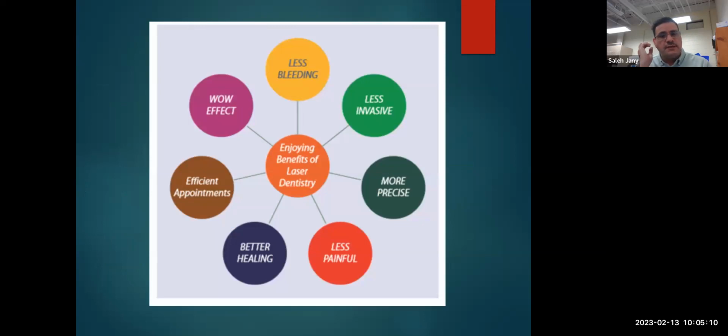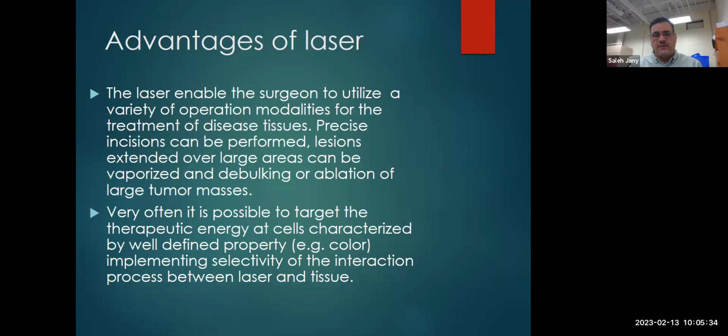The advantage of laser: it has less bleeding, less vibration, less invasion, effective appointment. It has a wow effect because we did surgery with laser. When you say laser, it's a big deal. So most of the dentists use laser. They have it on the outside of their sign: we have laser. But the advantages of laser, we can talk about forever. It's sterilization.